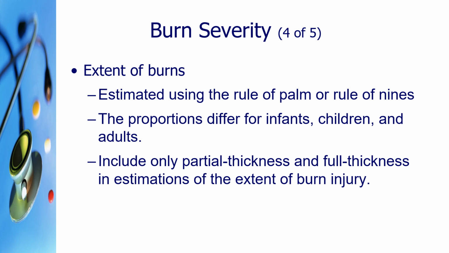We could use the rule of 9, which we all know, where the body is divided into parts of 9, and we call it the rule of 9. The proportion differs for infants, children, and adults. Include only partial thickness and full thickness in estimating the extent of a burn injury. Okay.